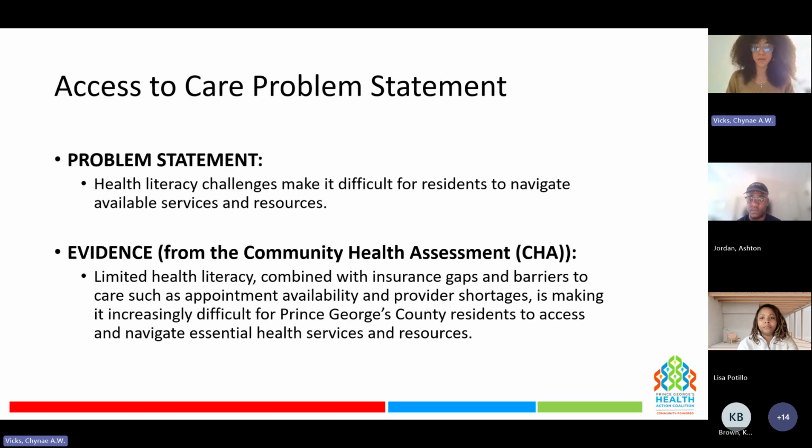So the problem statement, you all are familiar with that. That was selected by our CHIP steering committee. Essentially it highlights that health literacy challenges make it difficult for residents to navigate available services and resources in the county. And our data from our community health assessment allowed us to see that by revealing that limited health literacy combined with insurance gaps and other barriers to care was making it pretty difficult for our residents to access and navigate those county services and resources.